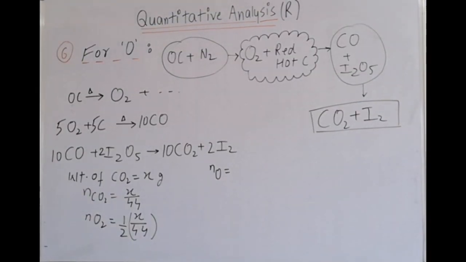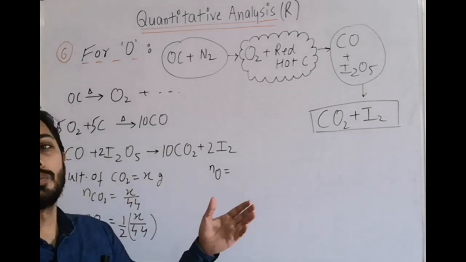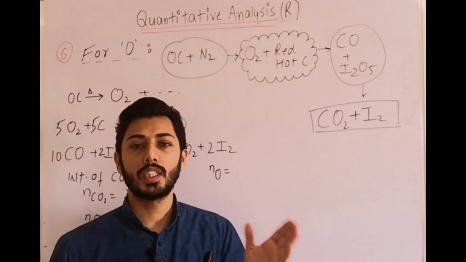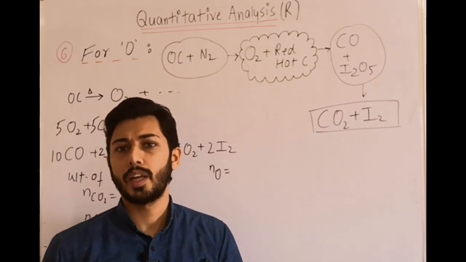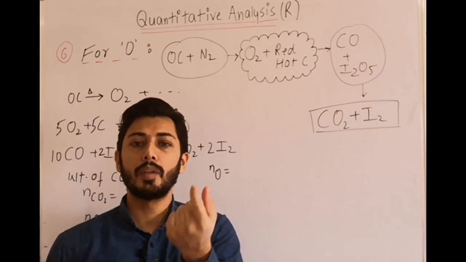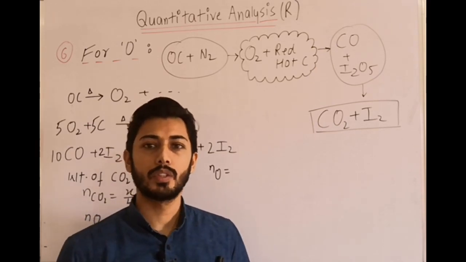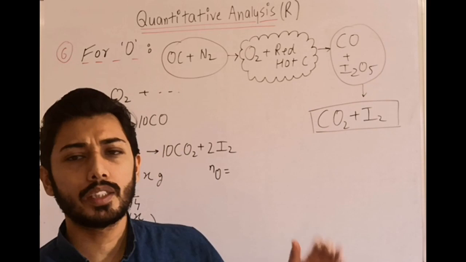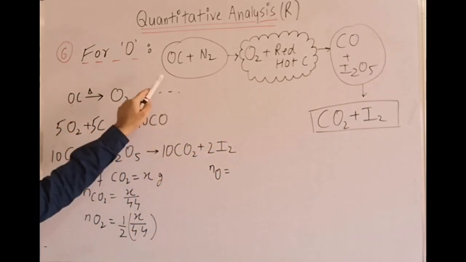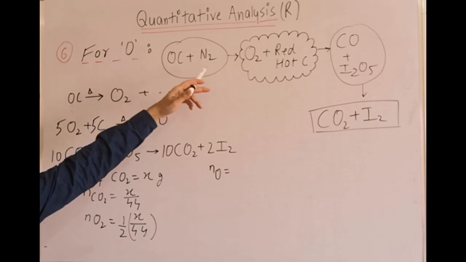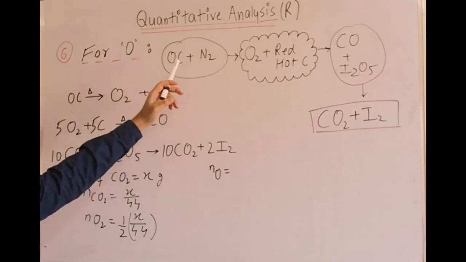Now next is the estimation of oxygen. One way is that we can also subtract the composition of other elements from the 100%, like carbon, nitrogen we can eliminate, hydrogen we can subtract, and the remaining percentage will be that of oxygen. The other way, which is given in NCERT, is the method in which the organic compound is heated with a stream of nitrogen gas.